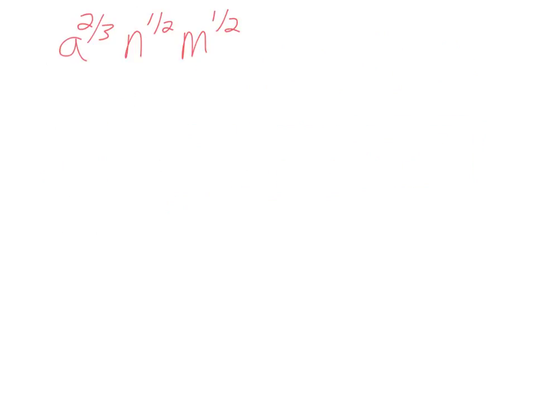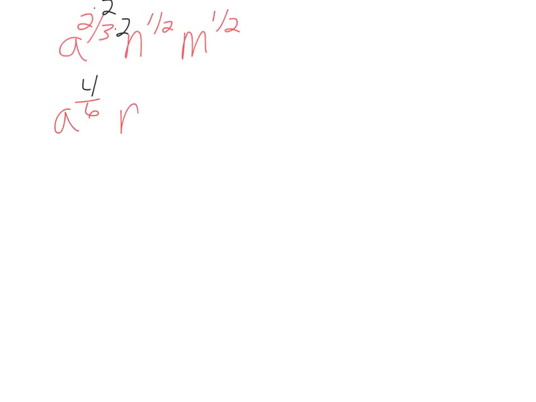Alright, so let's try another one here. So we have a to the 2/3, n to the 1/2, m to the 1/2. So our common denominator will be 6, because that's what 2 and 3 have in common. So it'd be a, and in order to get 6, I had to multiply the denominator by 2. So I have to multiply the numerator by 2, so that'd be 4.